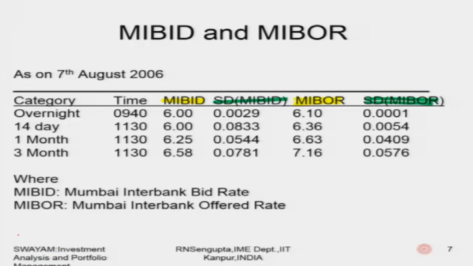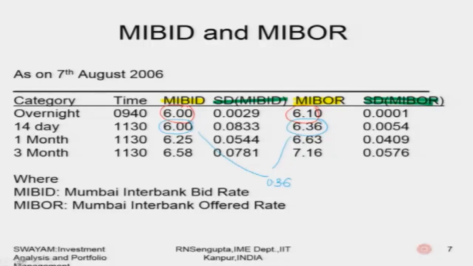So, if you consider, say for example, overnight MIBID and MIBOR, which I will now highlight, which is 6 and 6.1. If the demand and supply are almost equal for selling and buying, the difference between this MIBID and MIBOR would be as low as possible. If the demand and supply are totally different, then the difference would increase. So, if you see, for the 14 day MIBID and MIBOR, the interest rates are 6 and 6.36, and obviously this difference of 0.36 at that particular time, that was on 7th August 2006 for the 14 day MIBID MIBOR difference at 11:30.